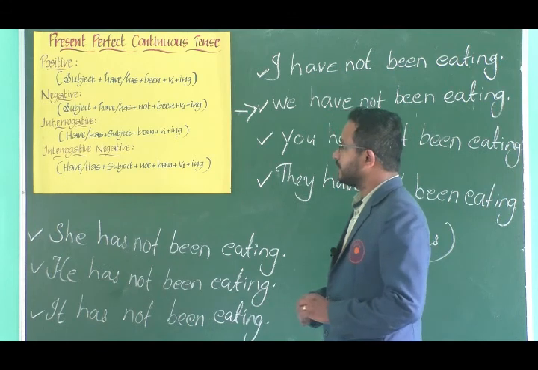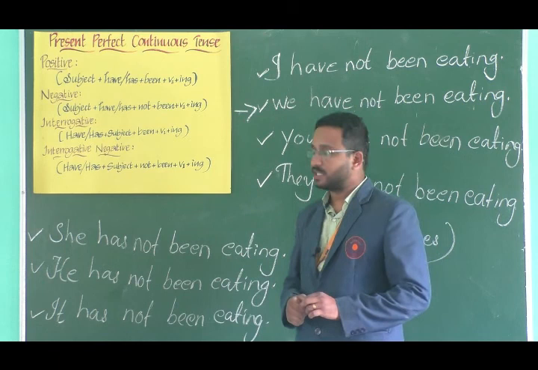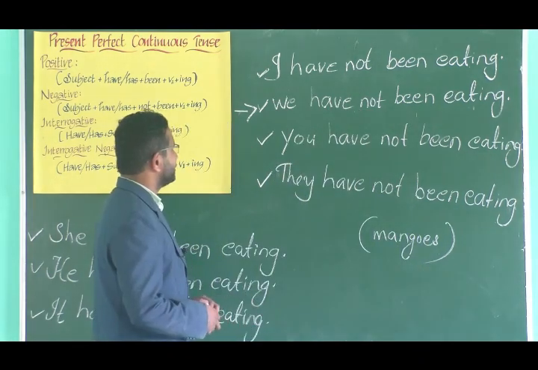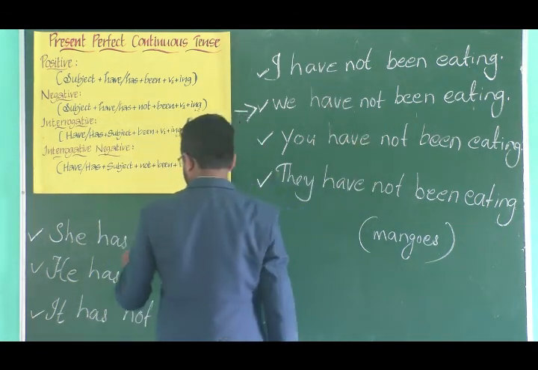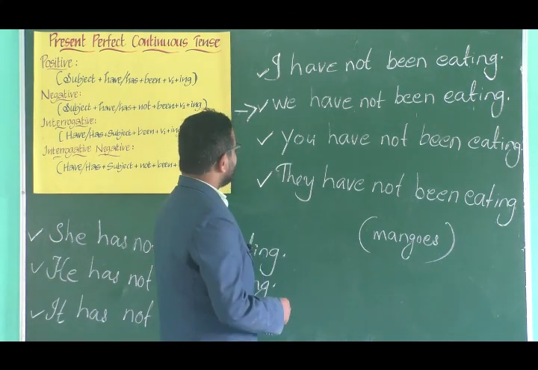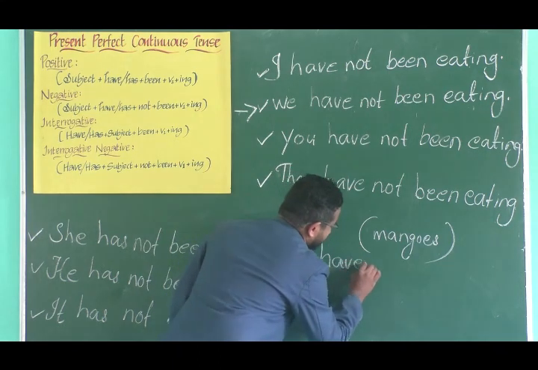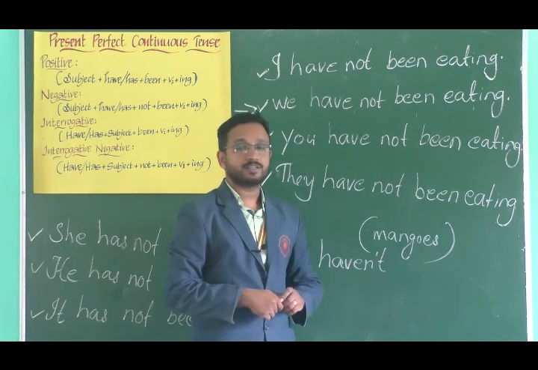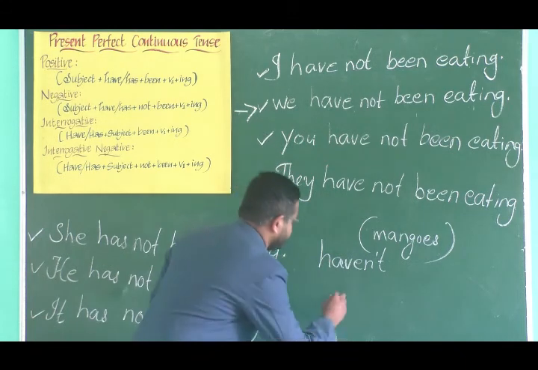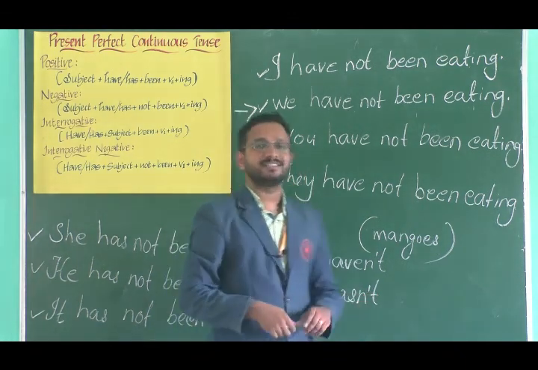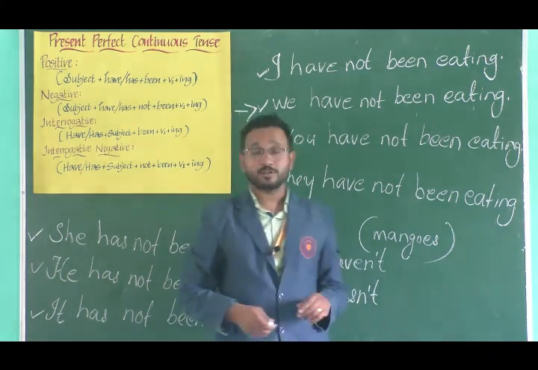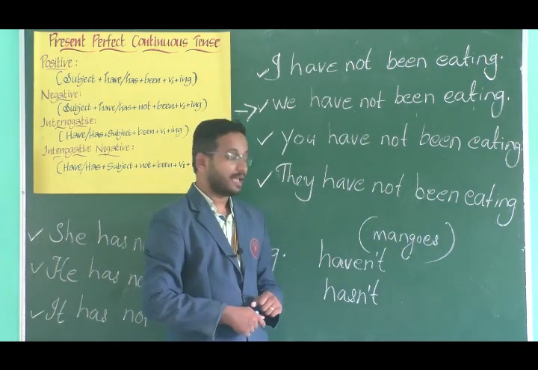That is the negative form. Subject plus have or has plus not plus been plus V1 plus ing. You can see not everywhere, right? Now, we can also use the short form, that is haven't instead of have not. I haven't been eating mangoes, or has not, hasn't. That is the short form of have not or has not. Haven't and hasn't.